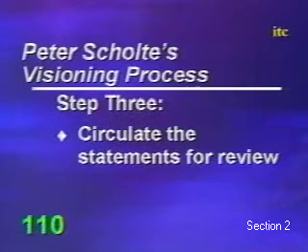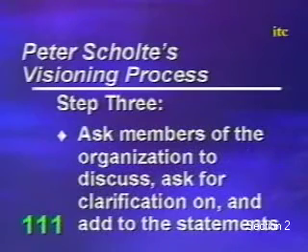Step 3 in the process is circulate for review. The statements are then circulated throughout the organization with a statement of introduction of where the list came from and what its intended use is. Ask the people to read them in their groups, discuss it, ask for clarification, and add anything they agree with, but by consensus.